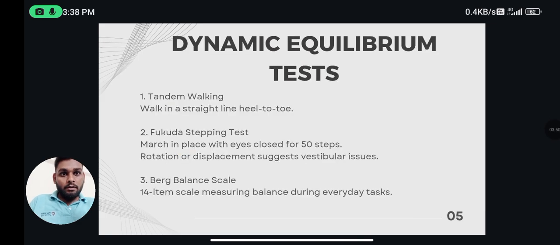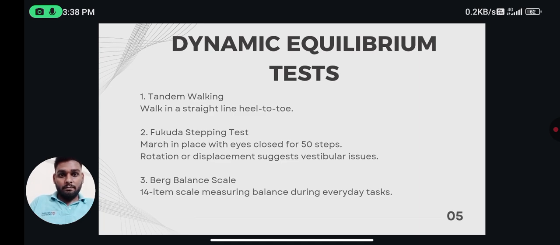Now we will study the dynamic equilibrium tests. There are mainly three. The first is the tandem walking: walk in a straight line, heel to toe. Second is the Fukuda stepping test: march in place with eyes closed for 50 steps. After the 50th step, we check whether the patient rotates or is displaced to one side. This indicates vestibular issues.